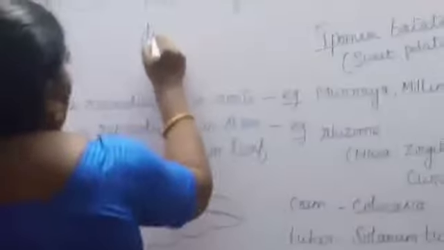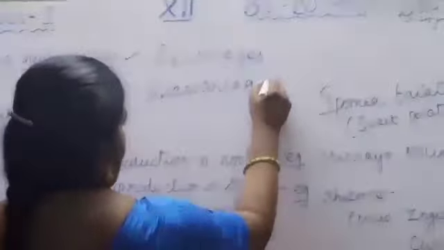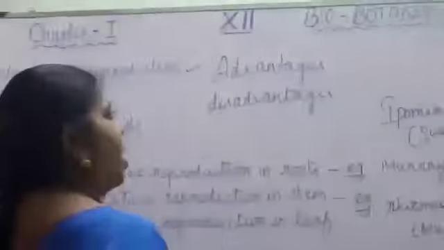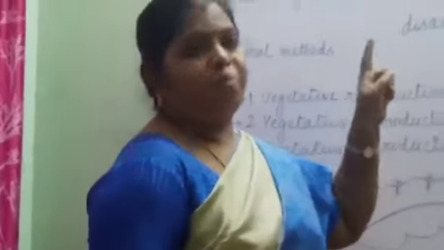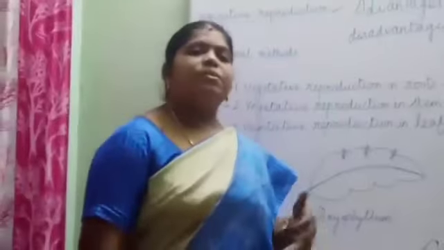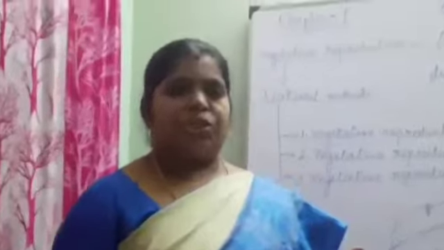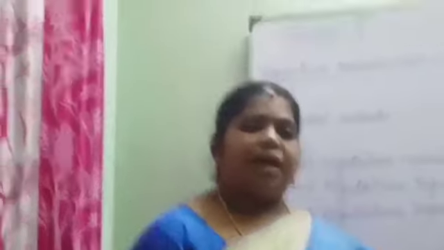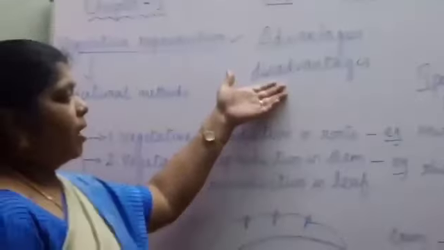Next, advantages and disadvantages of the natural method. Advantages: only one parent is required for propagation. Farmers and horticulturists utilize this method for cultivation and harvest of plants on a large scale. Disadvantages: the new plants produced have no genetic variation.